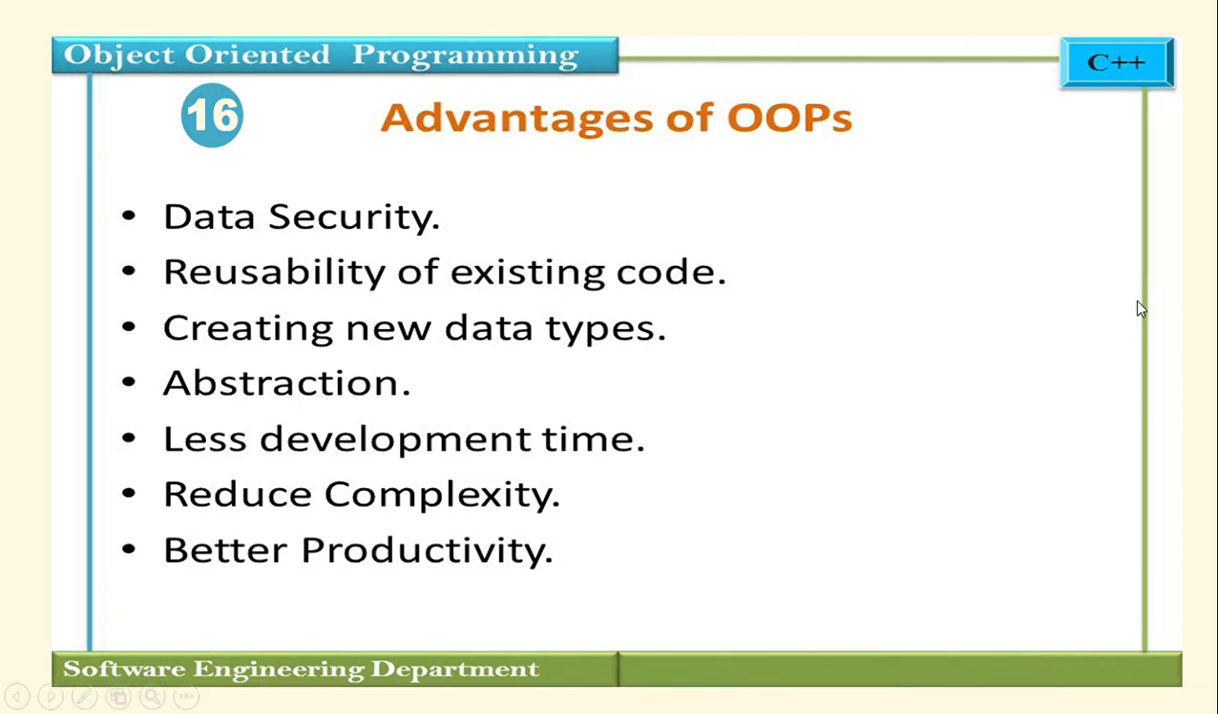We have many benefits and advantages of using object-oriented programming. That is data security. If we define our variable inside the private access specifier, we are not able to call it outside the class. This directly says our data is secure in our class. Reusability of existing code: we are using inheritance, so all the member functions and variables of the base class are used in the derived class. This ensures the reusability of the code.